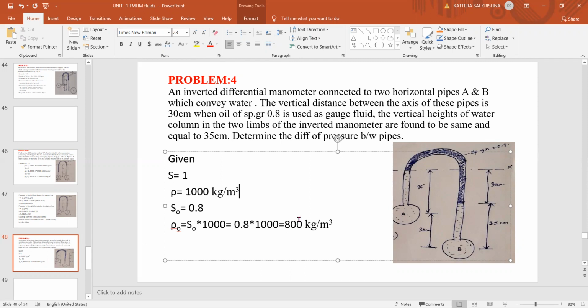Right, take the given data next. What are the things he has given to us? So first thing he has given is specific gravity of the gauge fluid, nothing but manometric fluid. So specific gravity of oil is 0.8. So find the density of oil as 800. You will get that as 800 kg per meter cube. Next, the fluid is flowing in both the pipes. Water is flowing in both the pipes. So density is 1000 kg per meter cube for both the A and B points. Okay.